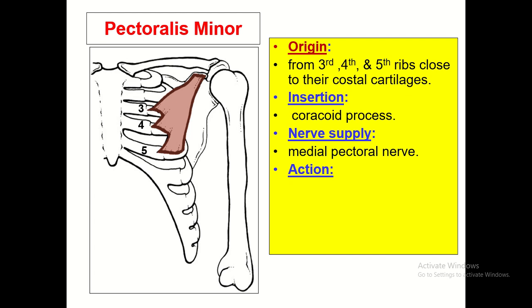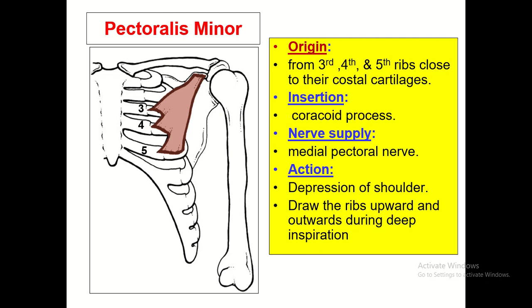So, first action is that it depresses the shoulder. Remember, a muscle always contracts towards its origin. This is the origin. So when it contracts, it will depress the shoulder, right? And also, it draws the ribs upwards. You're going to see it when you do thoracic anatomy. It is also used in forced inspiration, whereby it can pull these ribs upwards, right? And decreasing intrathoracic pressure, thereby causing what you call inspiration.